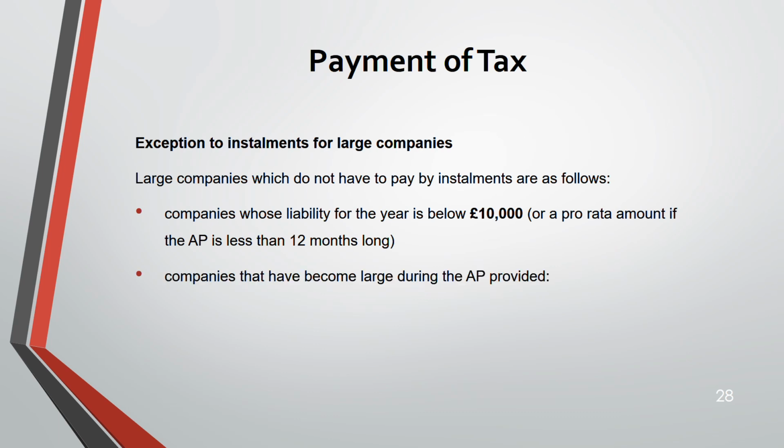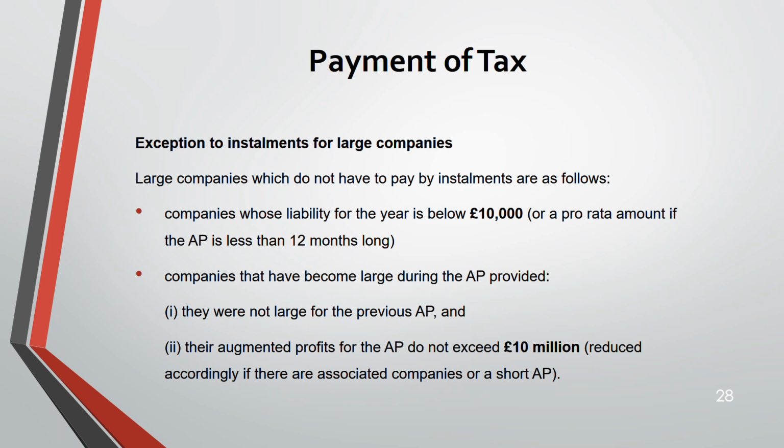Companies that have become large during the accounting period, provided they were not large for the previous accounting period, but this year they became large and their augmented profit does not exceed 10 million. And if you have a short accounting period or if you have associated companies, remember this 10 million threshold will be reduced. Okay. So based on that, if your augmented profit does not exceed that, and you were not large in the previous year, but currently you are large in the current period, you don't have to pay by installments. Now let us do a question.